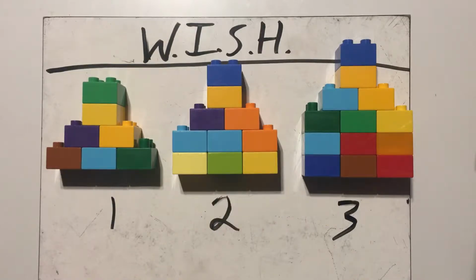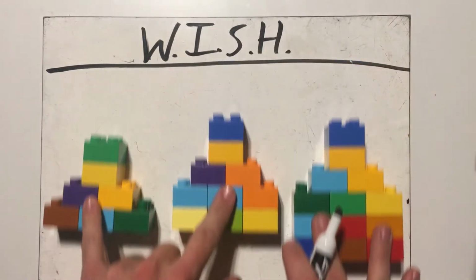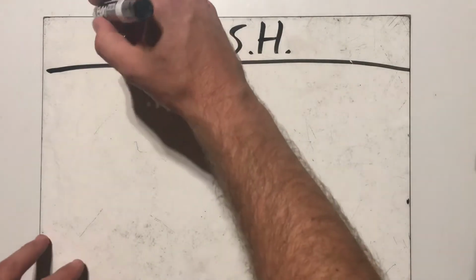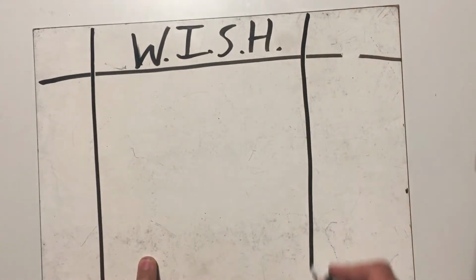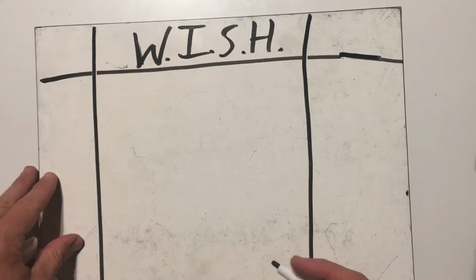Now, color aside, the number of blocks and how they're built, I bet you could probably figure out what step 4 looks like too. So we're going to use a W.I.S.H table to see if we can figure out a lot of other really cool things. So W.I.S.H stands for what I see happening. And first, I'm going to build a table. Second of all, I got to talk about what's actually happening.